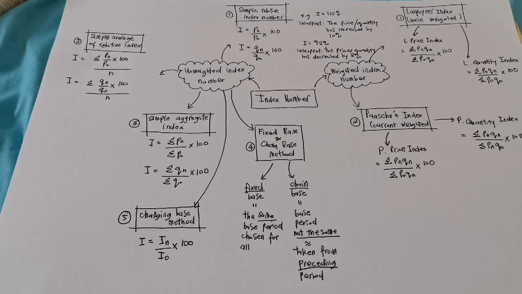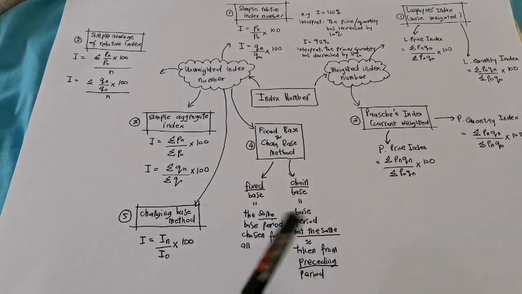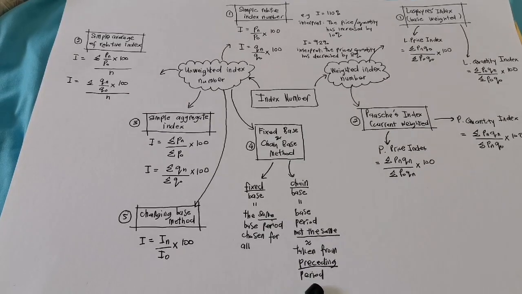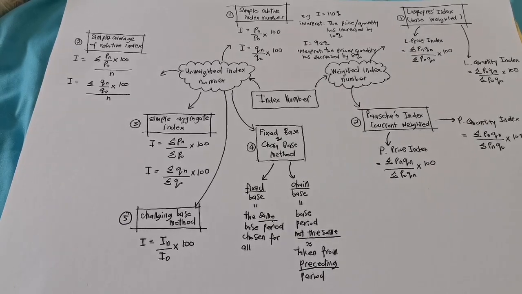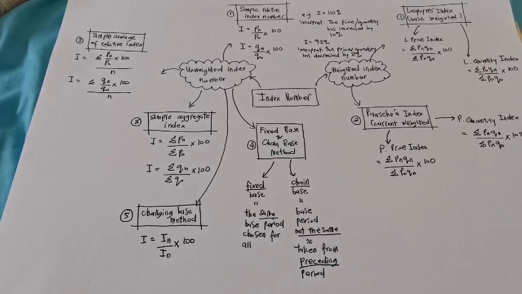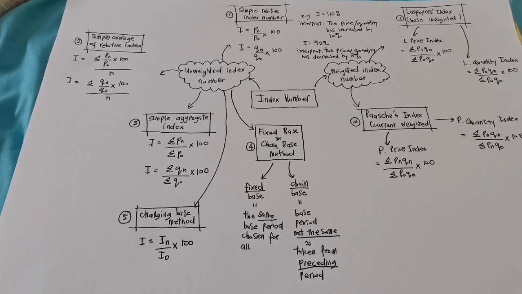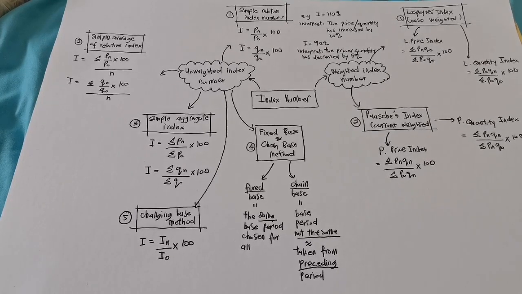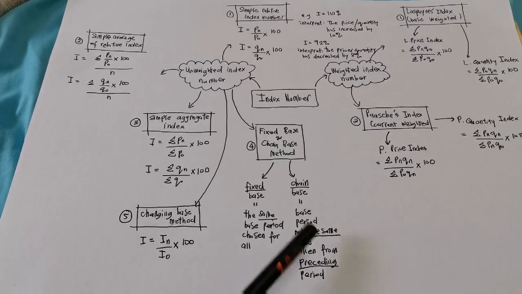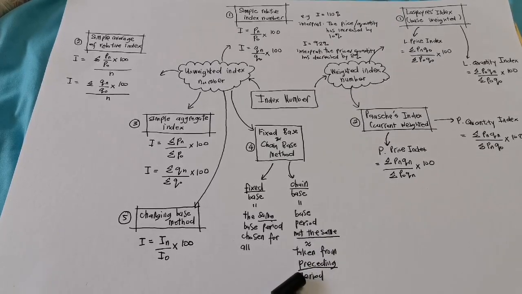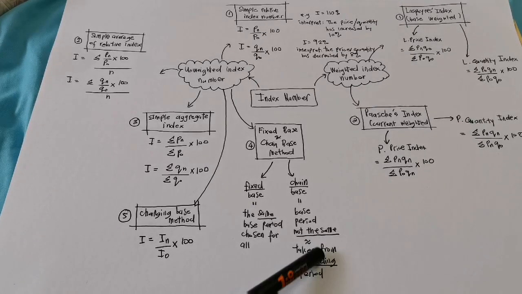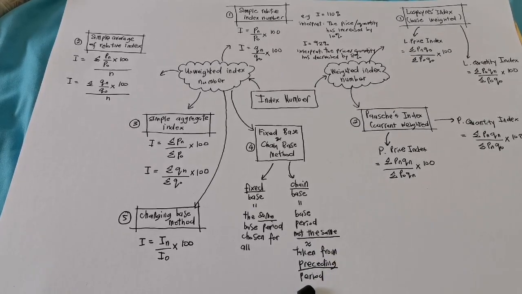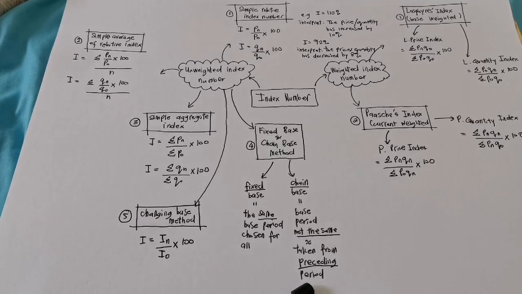For 2012, you are not using 2010 anymore. You will be using 2011 as the base period. 2013 will be using 2012 as the base period. So that is what we call the chain base method. Chain means it will be using the one preceding the period. The base period will be changing, but changing based on what is before the period that we are calculating. So that is for fixed base and chain base.